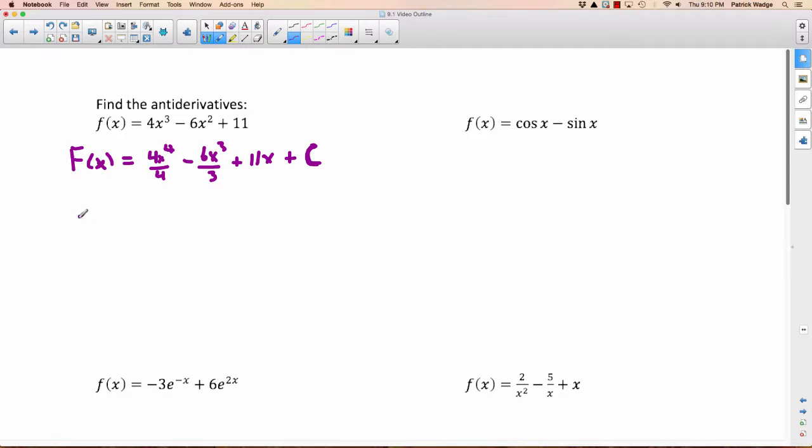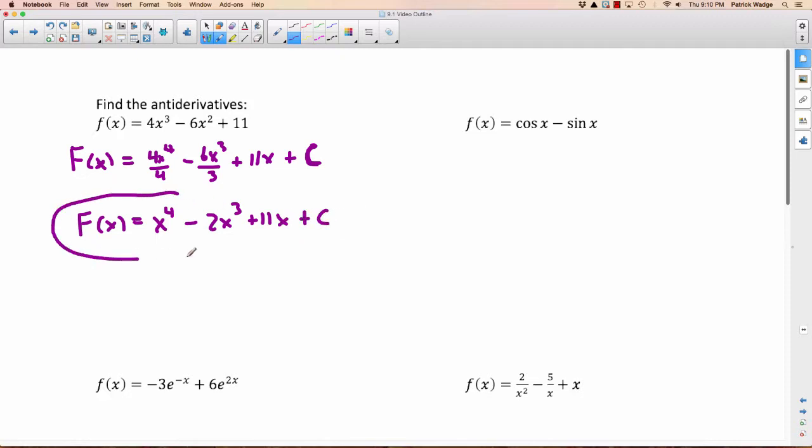All right, let's simplify this, and then we'll check our answer. F of x equals, the 4's cancel, top and bottom, so you get x to the 4th. The 6 and the 3 cancel, you get 2x cubed. There's nothing else you can do. So let's make sure this works. How do we check it? We just see what the derivative of this is. The derivative of this would be 4x cubed, yep, minus 6x squared, yep, plus 11, yep, and then plus 0. The derivative of a constant is just 0. So you do have to put that plus c in there every single time.